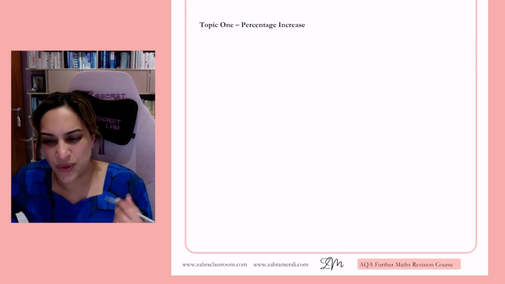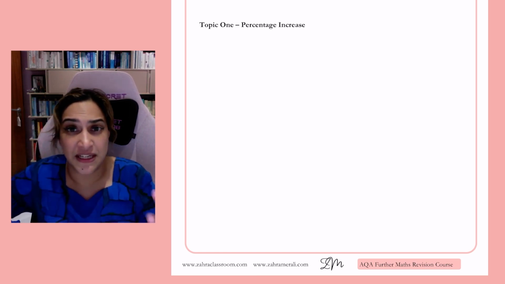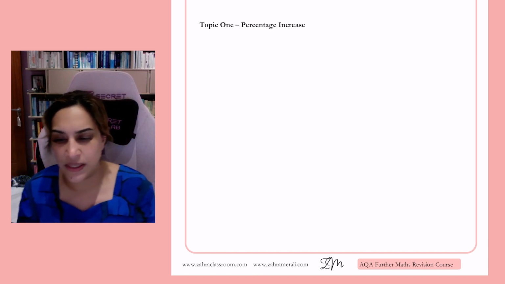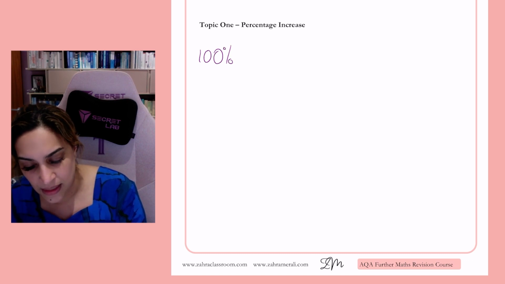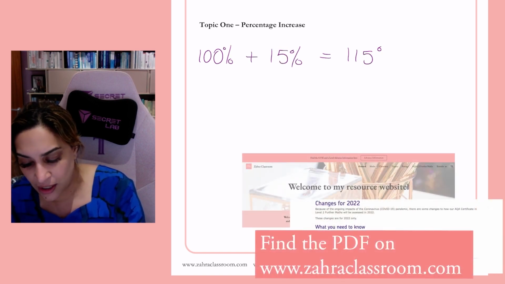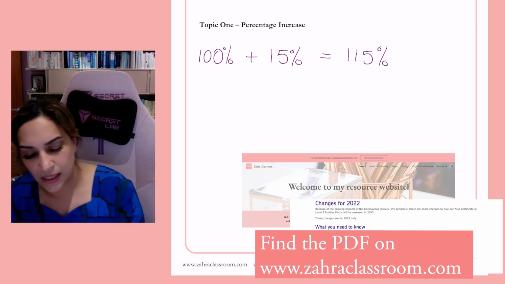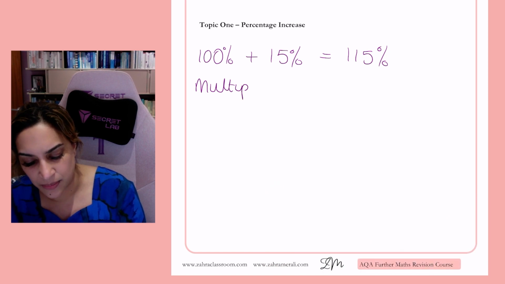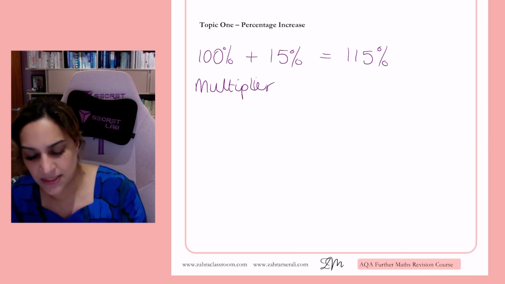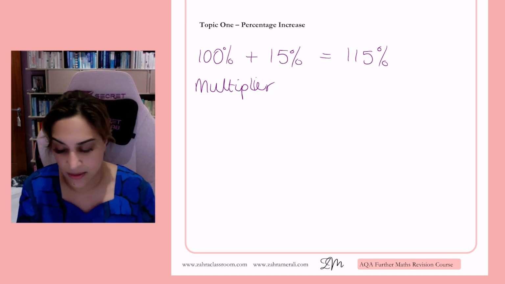Percentage increase. If I said to you I want to increase a value by 15%, it means I want the original 100% plus the additional 15%. So I'm looking at 115% of the original value. And we're going to think of things in terms of multipliers, because whether it's an increase or decrease, this helps us to calculate things.